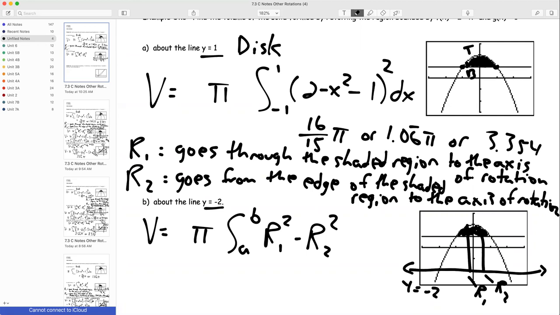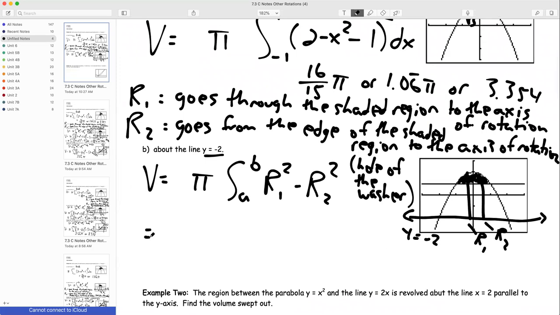In other words, it is the whole of the washer. Okay, so again, looking up here, I'm taking this shaded region, I'm revolving it about the line y is equal to -2. R1 goes from the top curve all the way to the bottom, axis of rotation, and then I need to subtract off the whole of the washer. So I'm going from the edge of the shaded region all the way to the axis of rotation. All right.